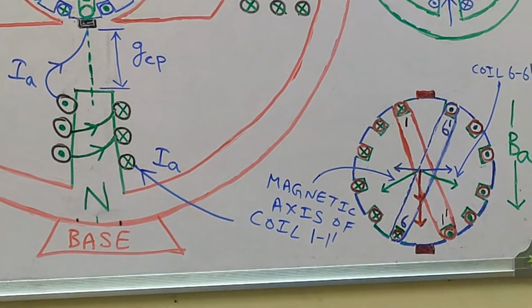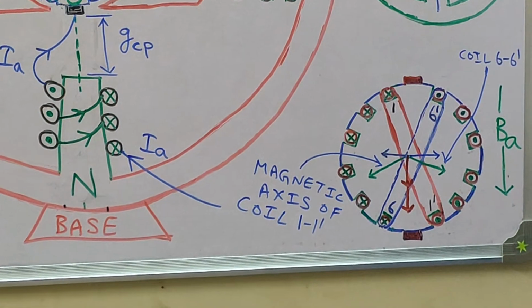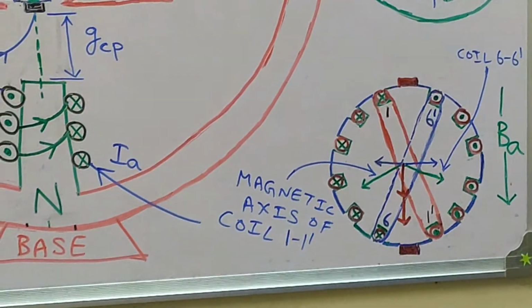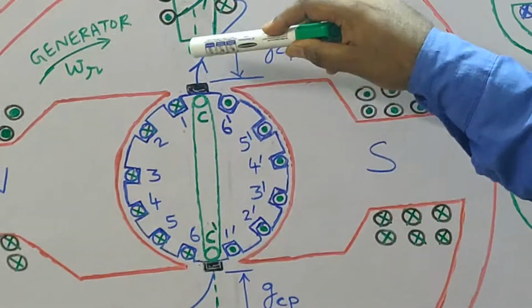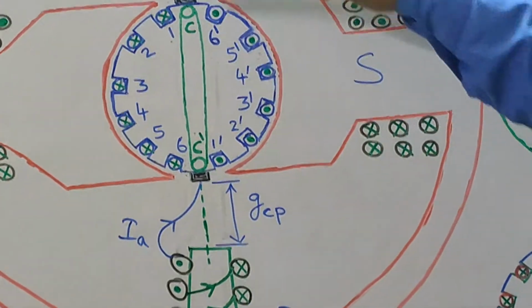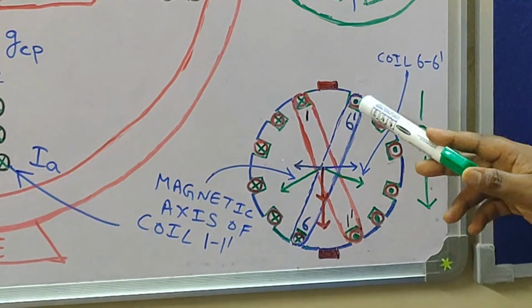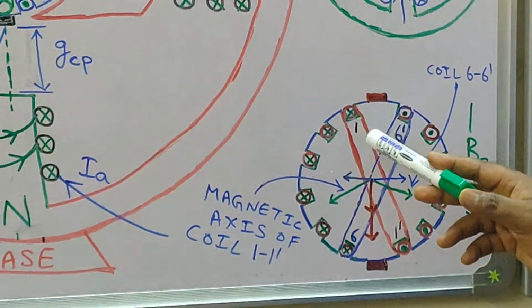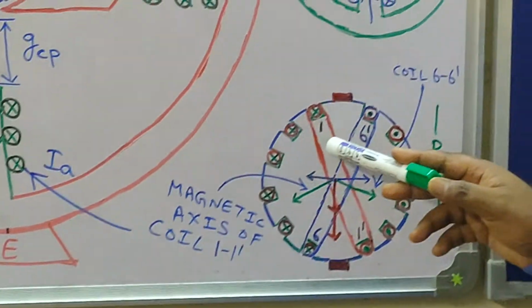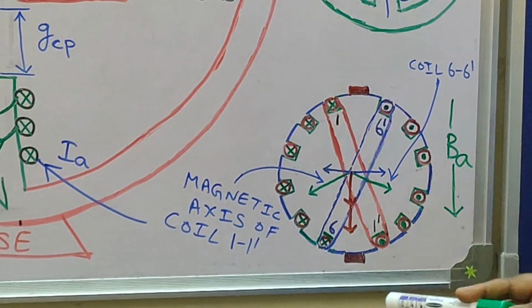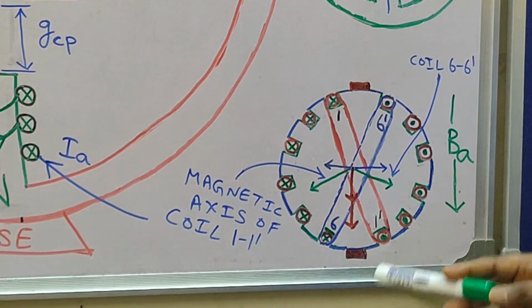I just wanted to make sure that the diagram is not getting clumsier. What I have done is only indicated the magnetic axis of 2 armature coils. What are the armature coils? Armature coil 1 1 dash and armature coil 6 6 dash here. You see, in armature coil 1 1 dash, coil side 1 is carrying cross current and coil side 1 dash is carrying dot current.